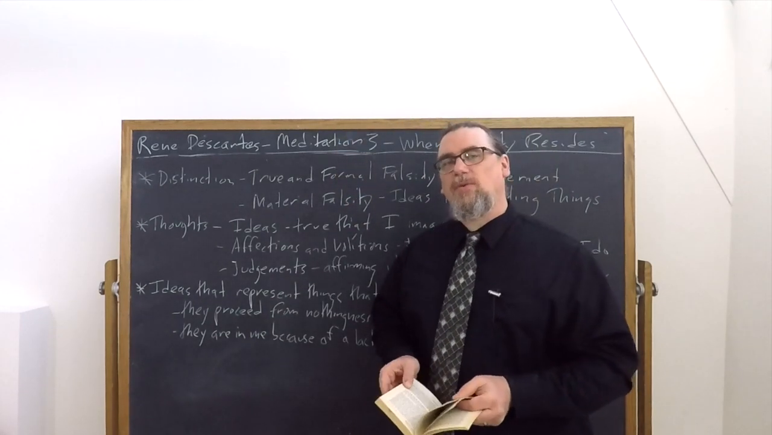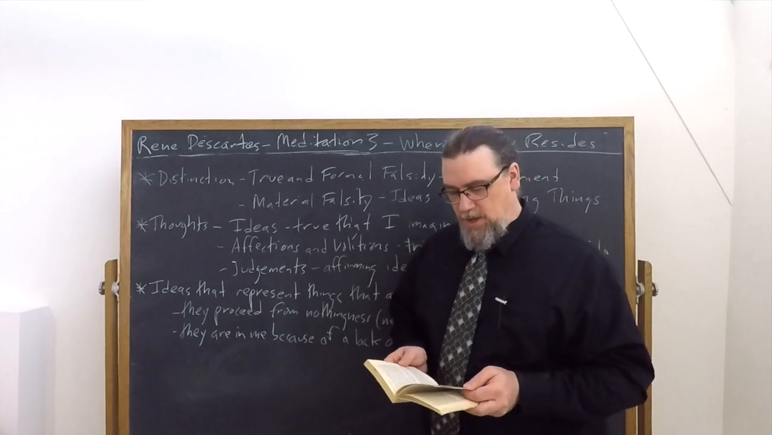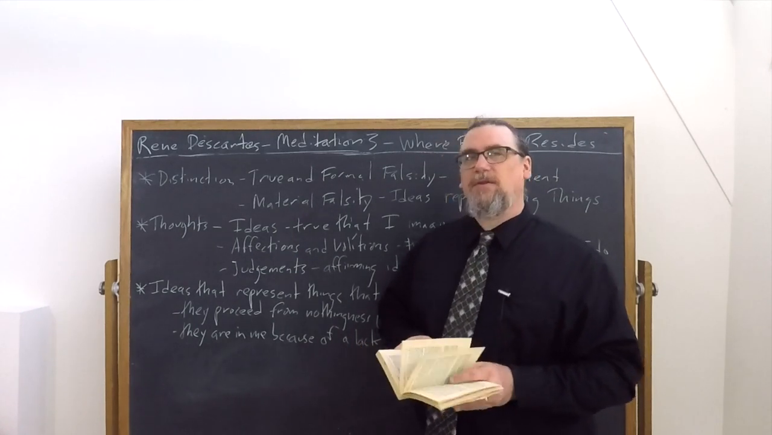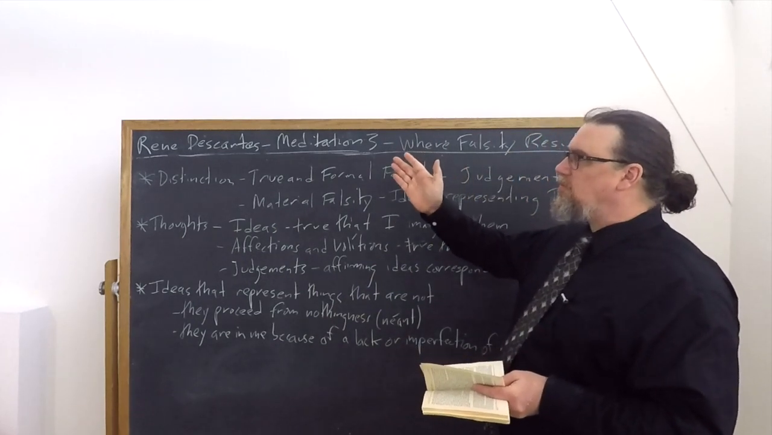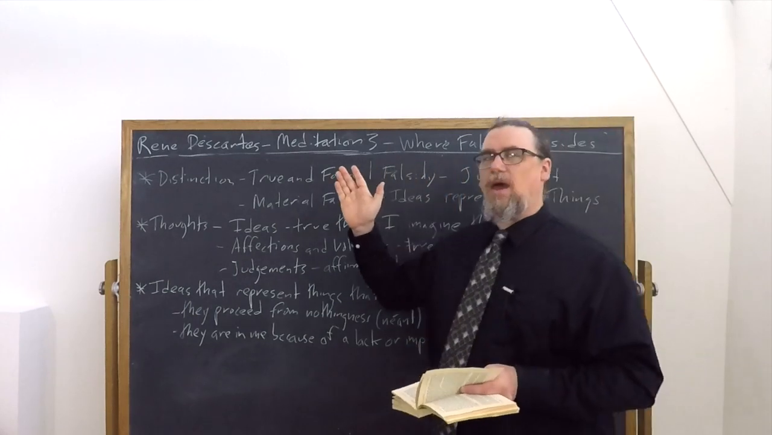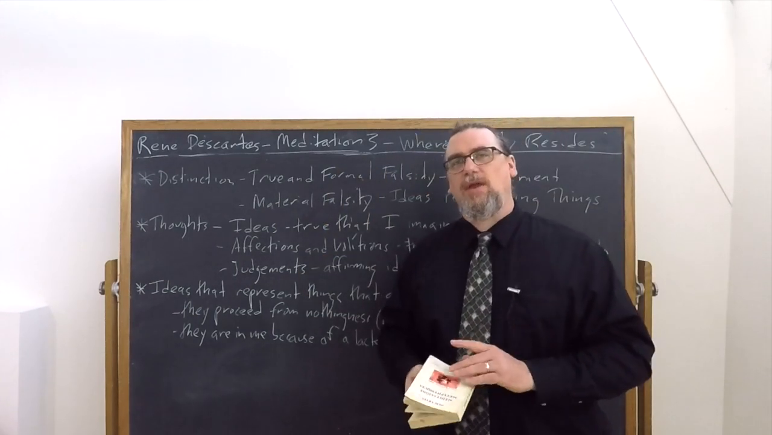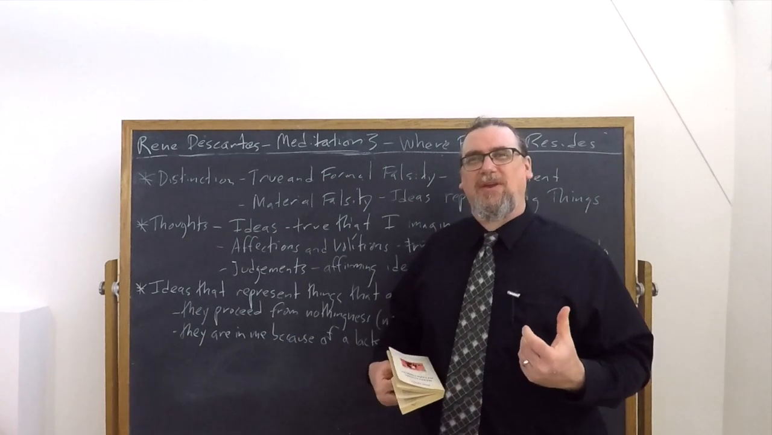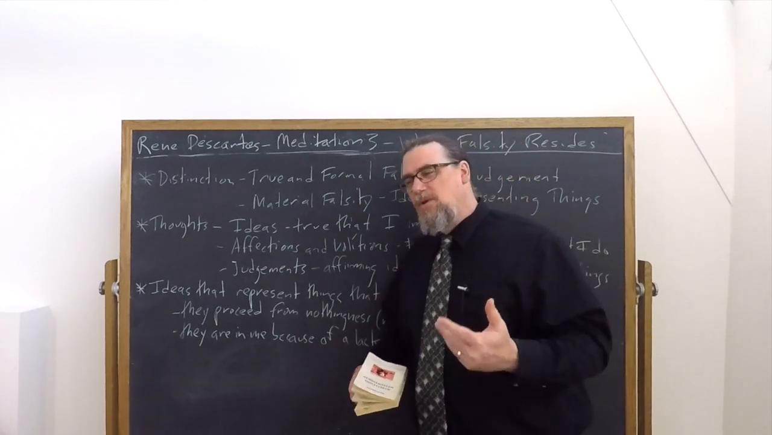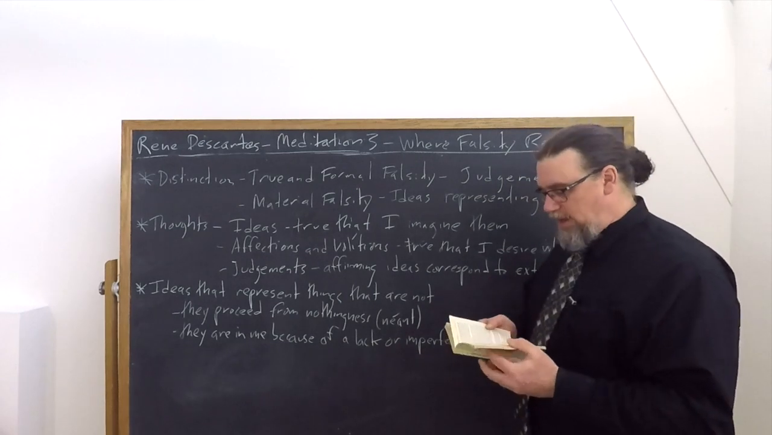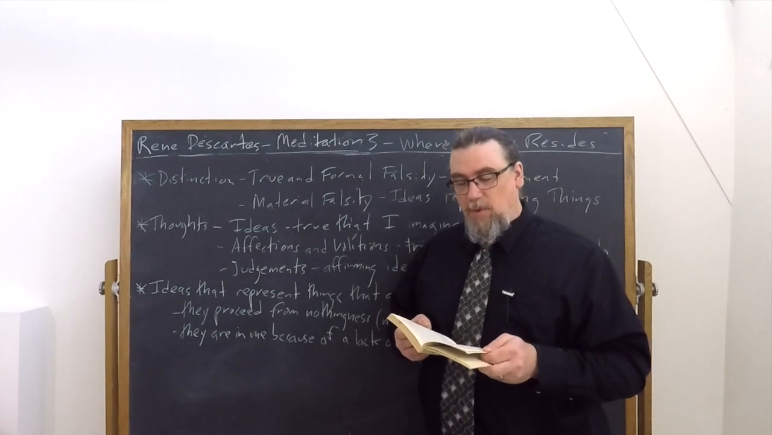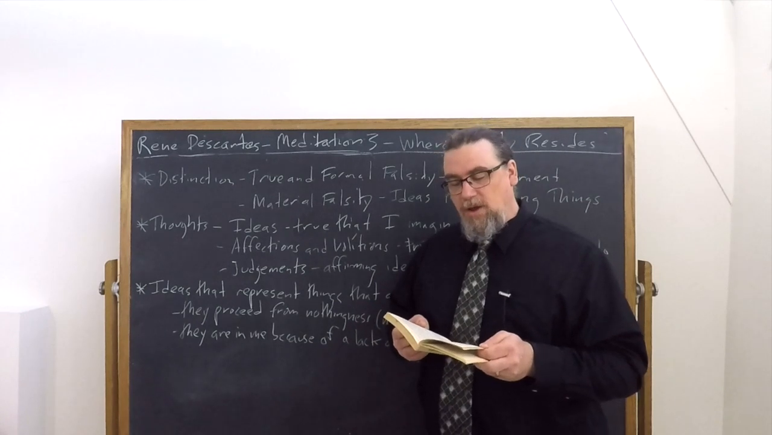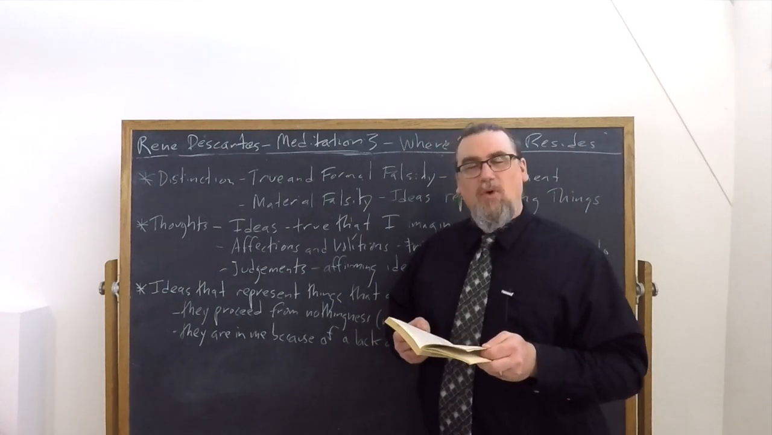About midway through the third meditation, Descartes talks about a distinction between being false in terms of true and formal falsity and material falsity. Now, he's using a rather scholastic terminology there, but I think you can see what he means quite easily when we look at what he says. So he says, as I remarked earlier, it's only in judgments that one can find true and formal falsity.